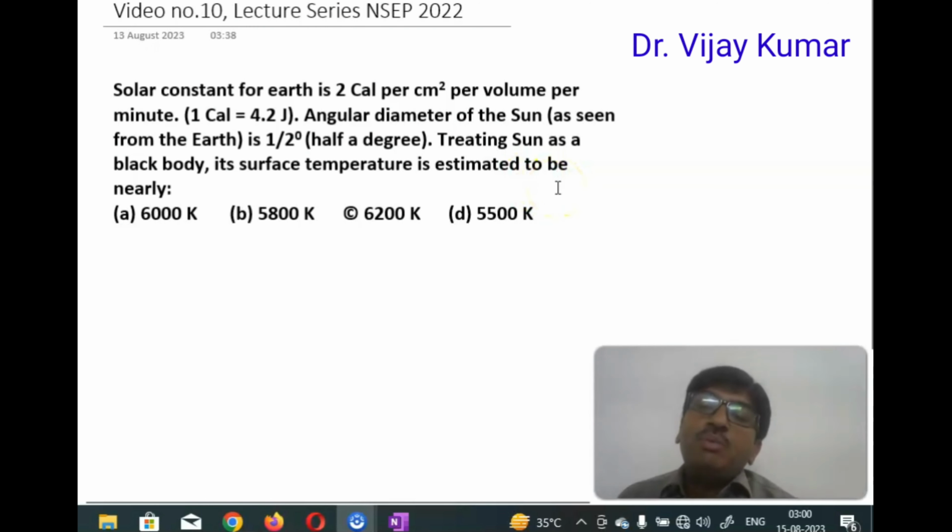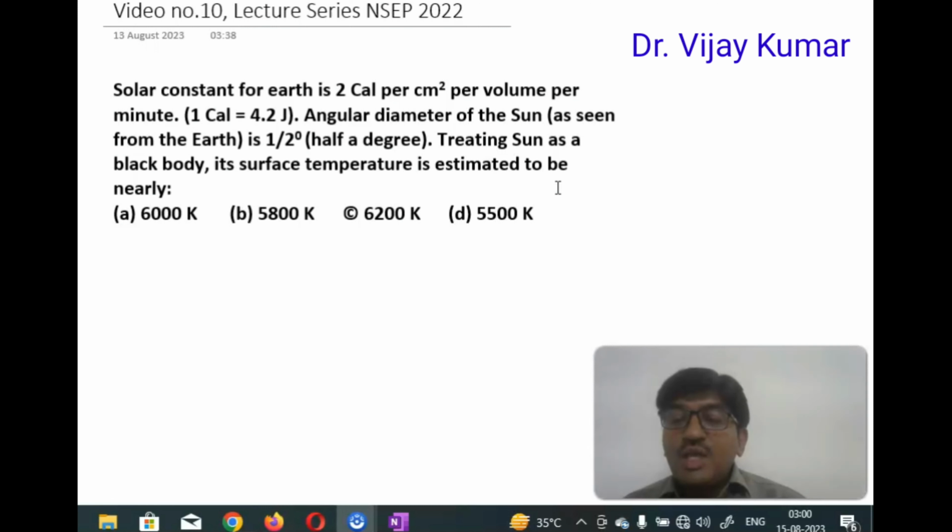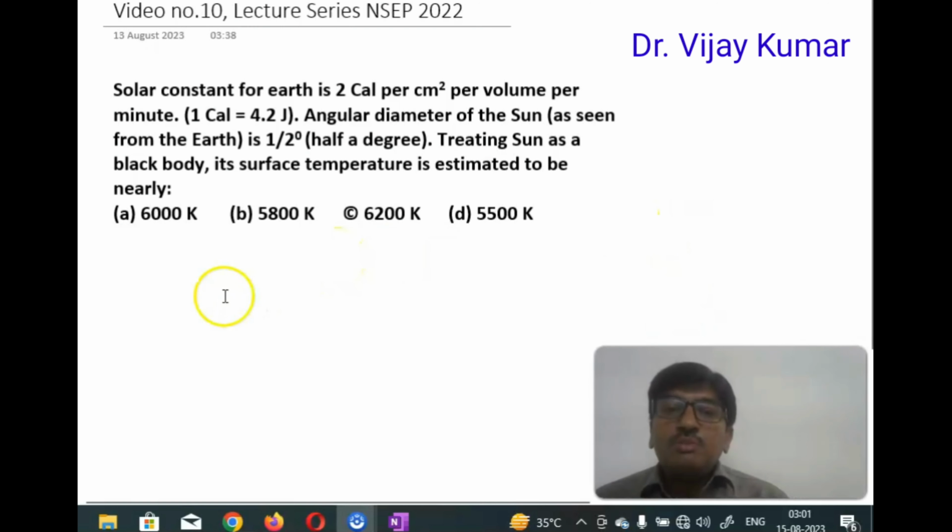And the given problem depends upon the solar constant. First, I will explain about the solar constant. Solar constant is the radiation reaching per unit area per unit second of the Earth. That is the solar constant. And the second concept which we will use to solve this problem is Stefan's law of radiation: Q is equal to sigma T to the power 4. Sigma is the Stefan constant and T is the temperature of the surface of the sun. So now we will solve this problem.